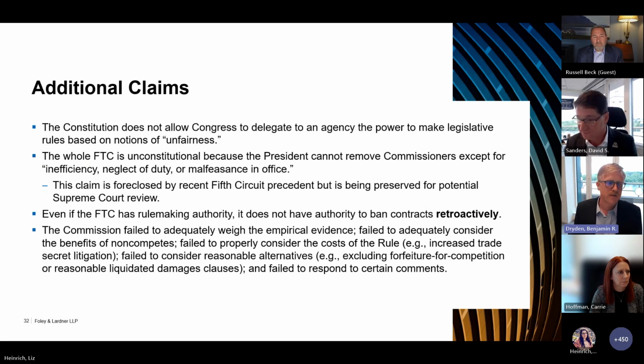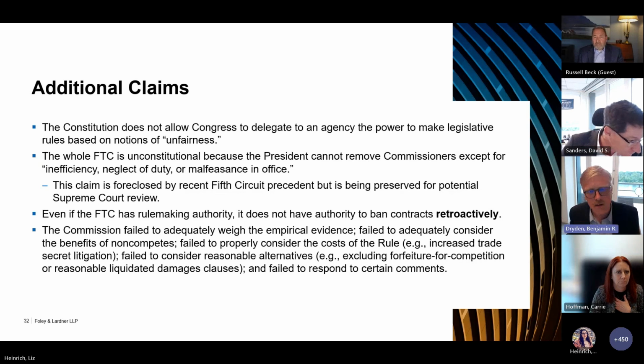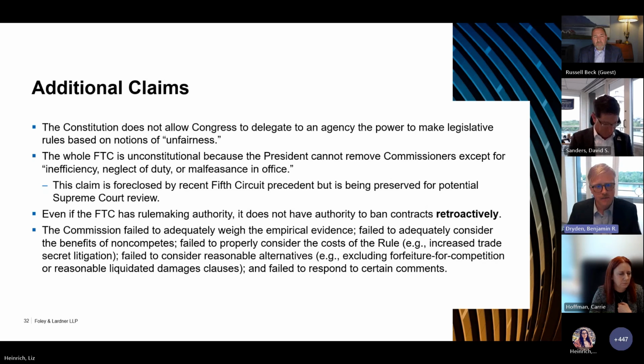Another claim, which is a really interesting one, we've spent a whole hour on this, is even if the FTC has rulemaking authority, that doesn't allow it to ban contracts retroactively. It becomes a takings clause, a Fifth Amendment issue. Pretty interesting argument. And then the last one is just, this is an arbitrary and capricious rulemaking. They failed to weigh the evidence or consider all comments, and they failed to properly conduct a cost-benefit analysis. So it'll be really, really interesting to watch, but there are a lot of issues to unpack.